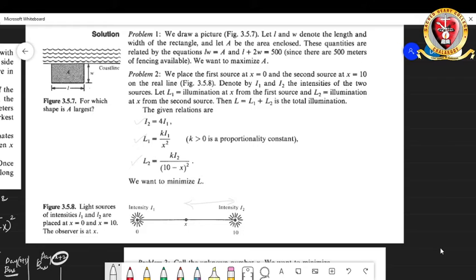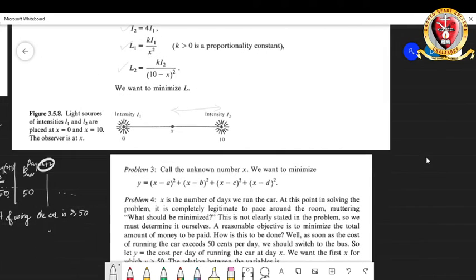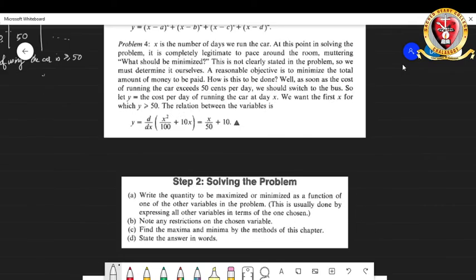So what we have to do is find the darkest point, so you know that it is to minimize the illumination. So definitely you have to minimize L. That is our main step.